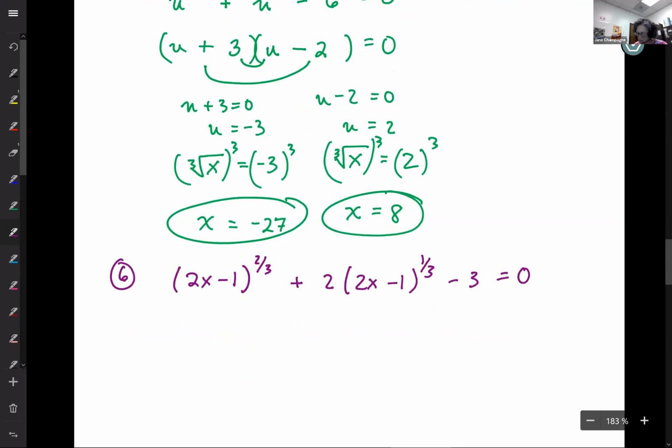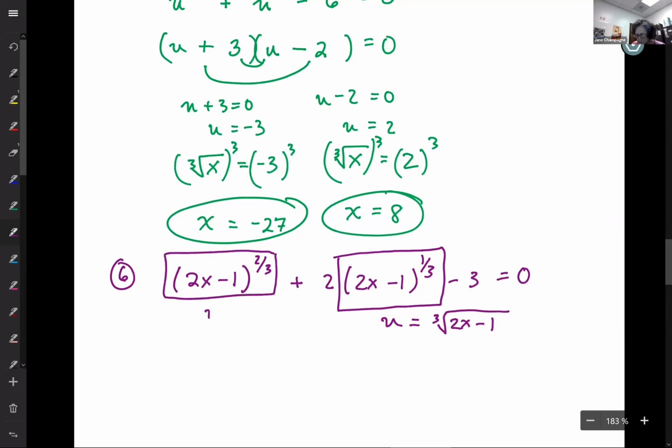So this one, you're going to let u equal that whole quantity to the 1/3 power. In other words, the cube root of 2x minus 1. Because then this is u squared. And the equation becomes u squared plus 2 times u minus 3 equals 0, doing that substitution. So just let u equal the cube root of 2x minus 1. Then we can solve this.